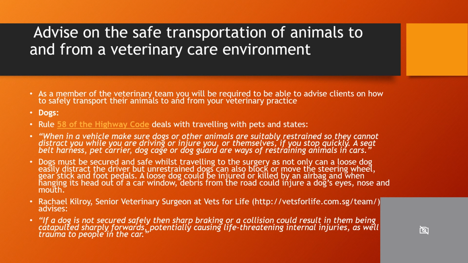In relation to dogs, we should actually be following the Highway Code, and Rule 58 deals with travelling with pets and states: when in a vehicle, make sure dogs or other animals are suitably restrained so they cannot distract you while you are driving or injure you or themselves if you stop quickly. A seatbelt, harness, pet carrier, dog cage or dog guard are means of restraining animals in cars.